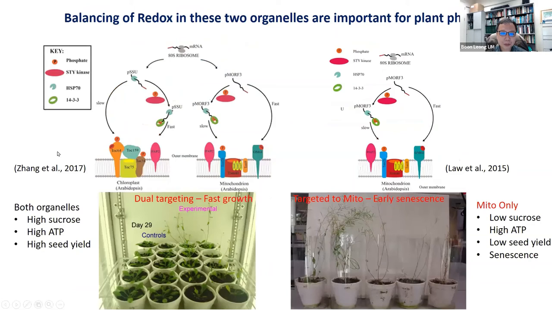So based on our work on the new targeting fast-growing lines, we postulate that the balancing of redox in these two organelles is important for plant physiology. We also tried to swap the C-terminus of PAP2 with TOM20 and overexpress it in Arabidopsis. We find that if it only targets the mitochondrion, the transgenic lines, although they have higher ATP because they have more robust mitochondria, have lower sucrose, which causes lower seed yield, more ROS and early senescence.